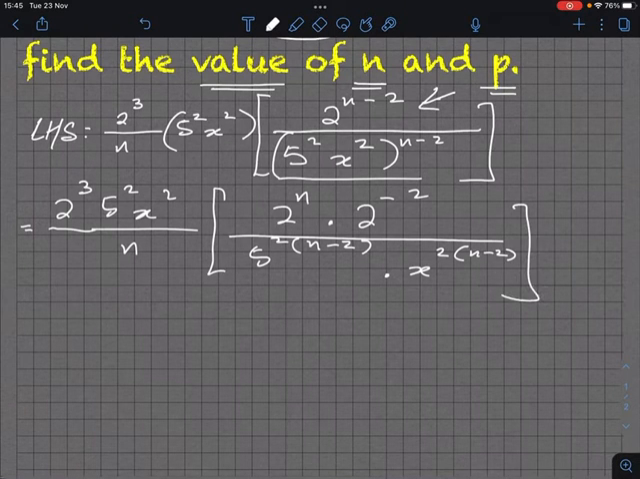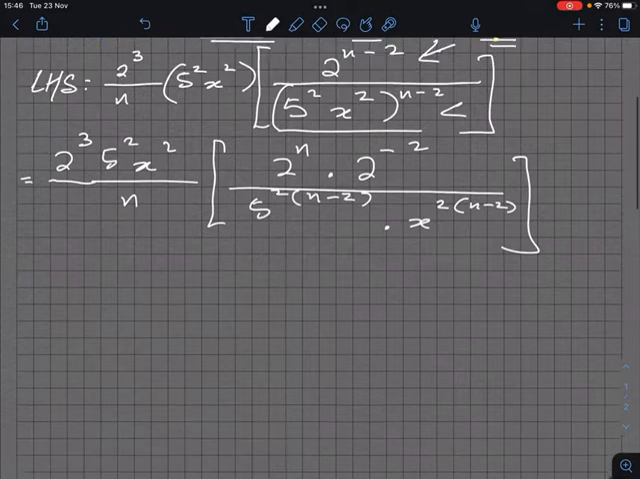Again, this one is the same as ab to the power of m equals a to the power of m times b to the power of m. Always recall your law of indices. That's very important, very crucial. The law of indices must be at your fingertips.